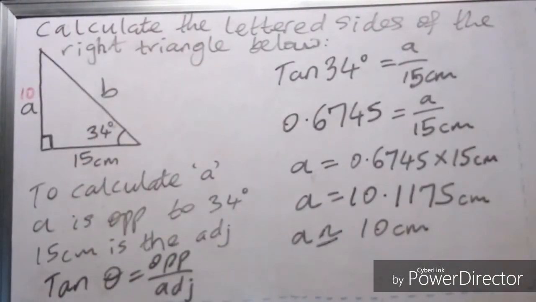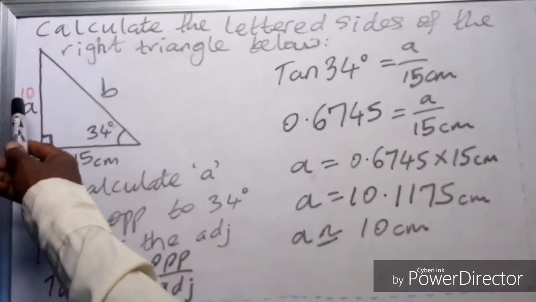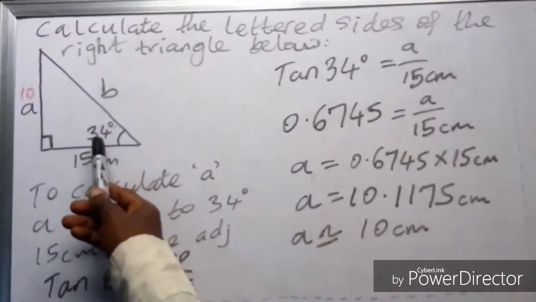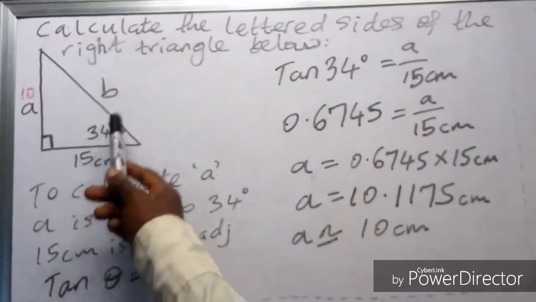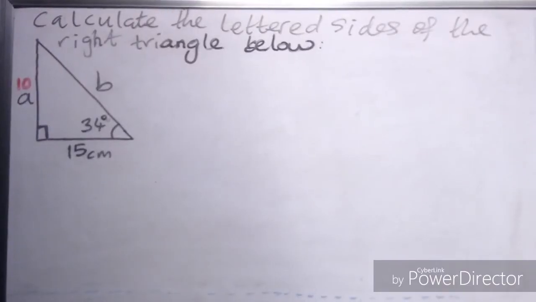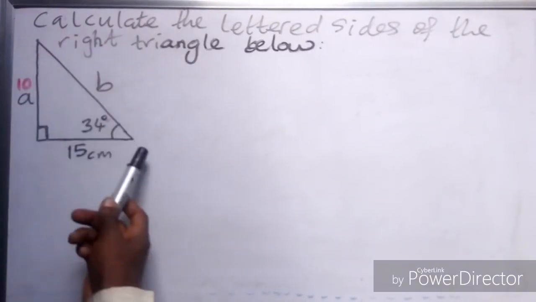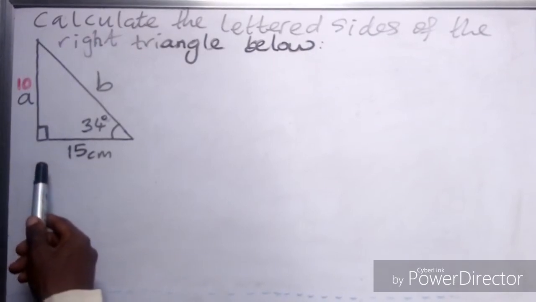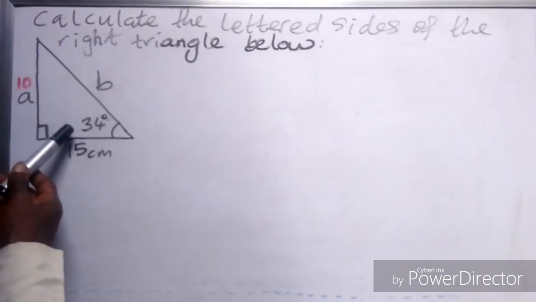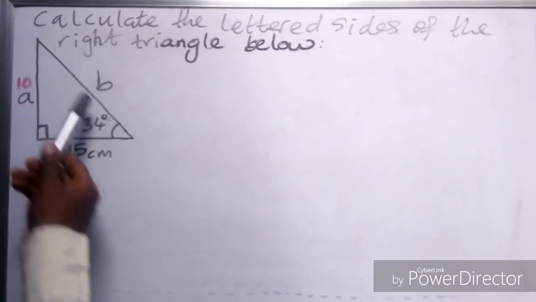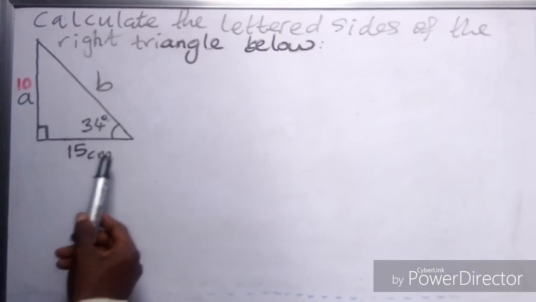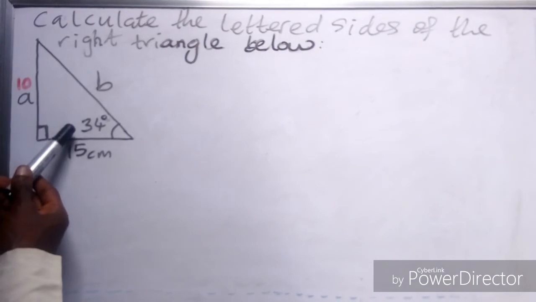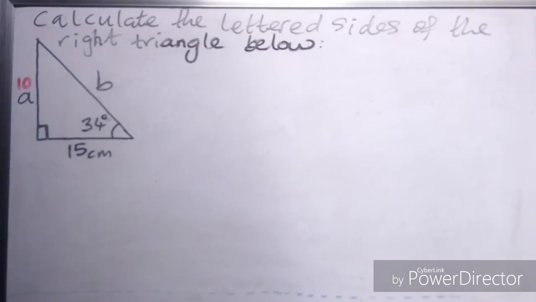Now we'll go over to calculate the side B. You can either use the 10 centimeters you've gotten for A with the angle 34 degrees to calculate B, or you can use the 15 cm and the angle 34 degrees. Let us calculate the side B using the side given, 15 centimeters, and the angle 34 degrees. This B is the hypotenuse of this right triangle, and the 15 cm is the adjacent side to the angle given, which is 34 degrees.